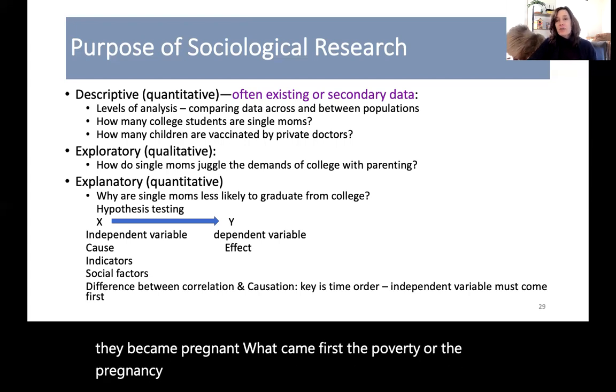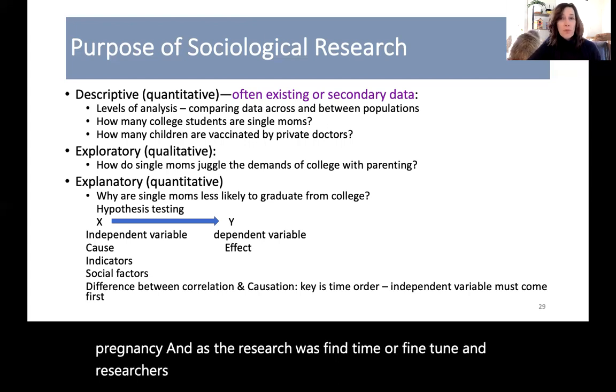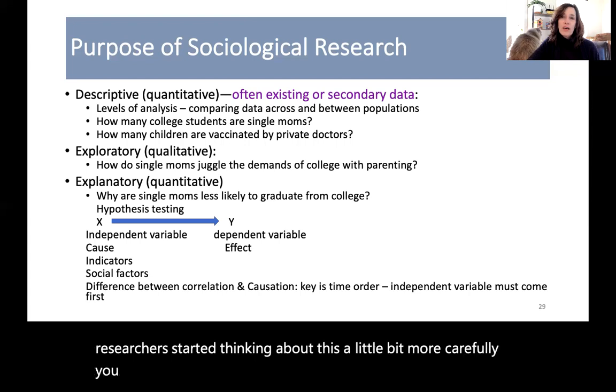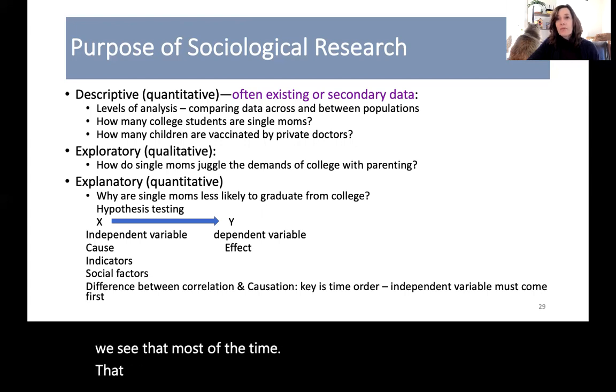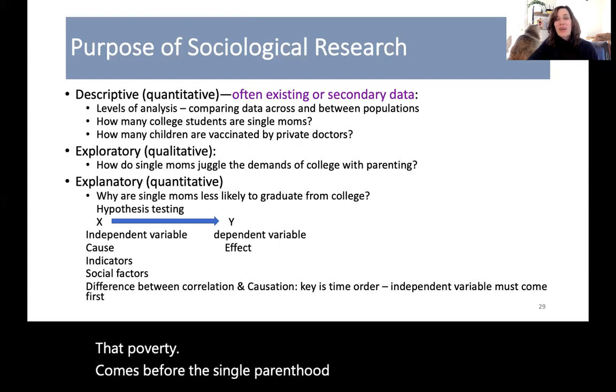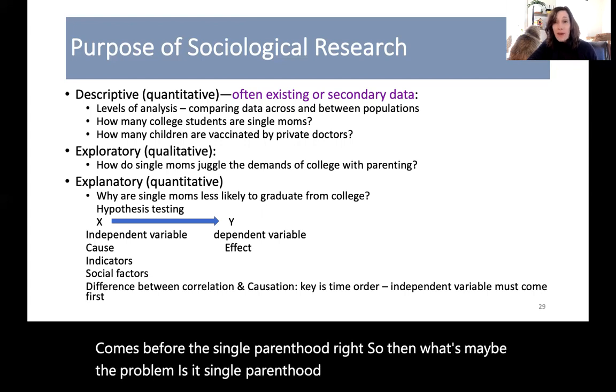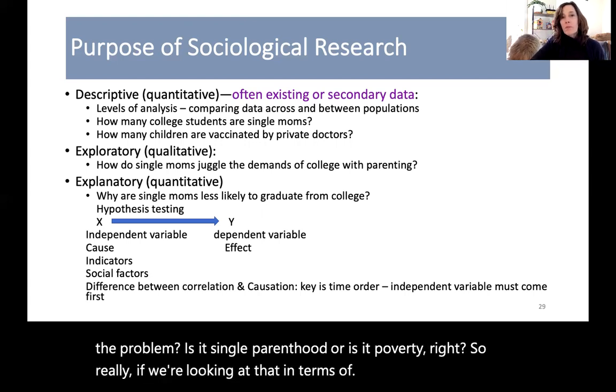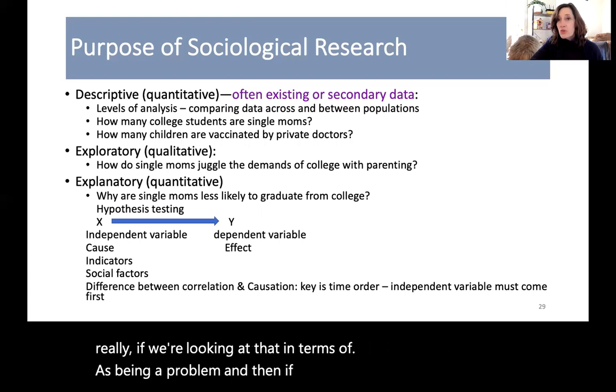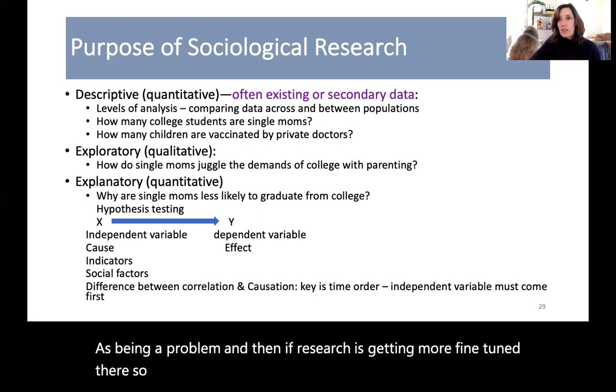And as the research was fine-tuned, and researchers started thinking about this a little bit more carefully, we see that most of the time that poverty comes before the single parenthood, right? So then what's maybe the problem? Is it single parenthood or is it poverty, right? So really if we're looking at that in terms of, as being a problem. And then if research is getting more fine-tuned there, like, okay, so what about poverty causes single parenthood?